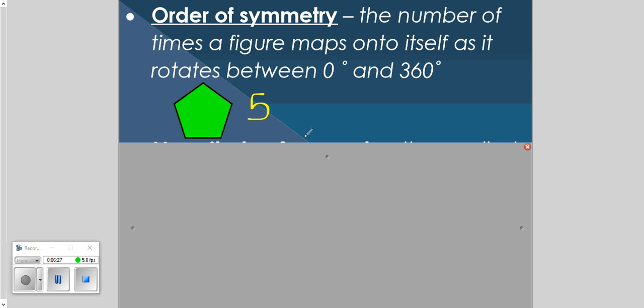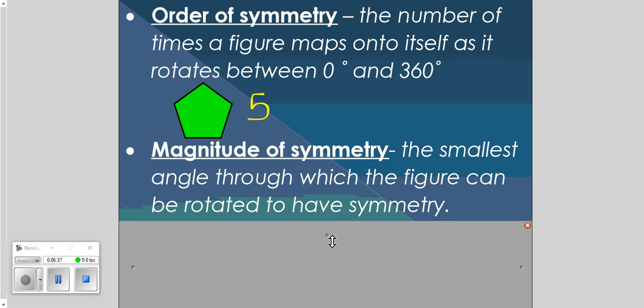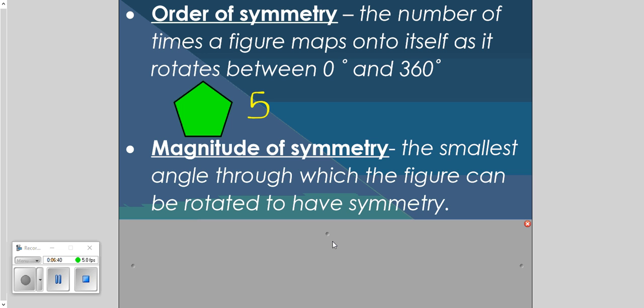And for regular polygons, at least, however many points there are, that's always going to be the order. When you're dealing with some kind of irregular shape, that probably isn't going to work out, but it does for regular. And related to the order is the magnitude. The smallest angle through which the figure can be rotated to have symmetry. So in other words, how far do we have to turn it until it looks like it did to begin with?